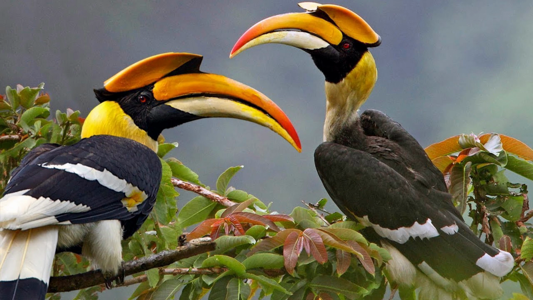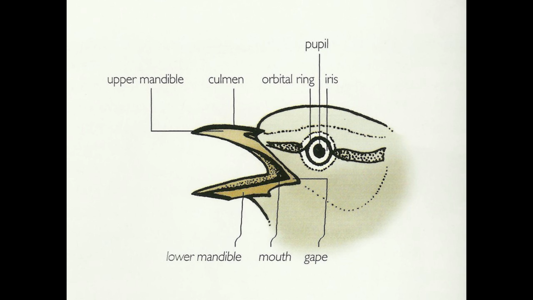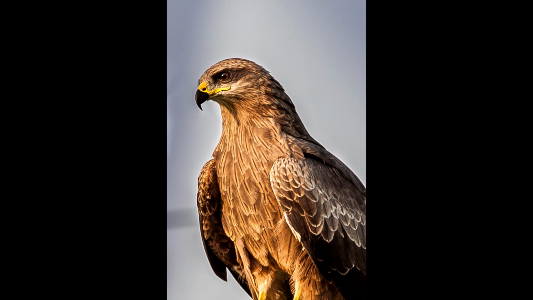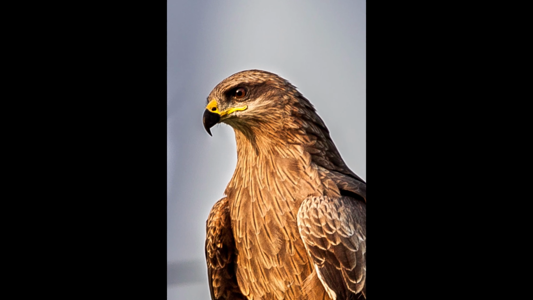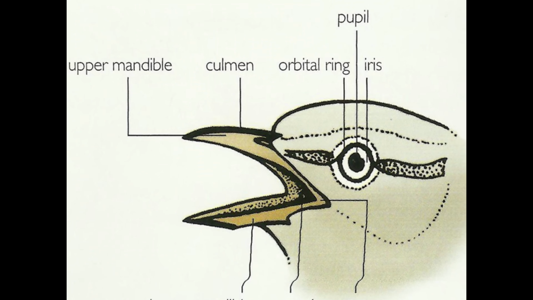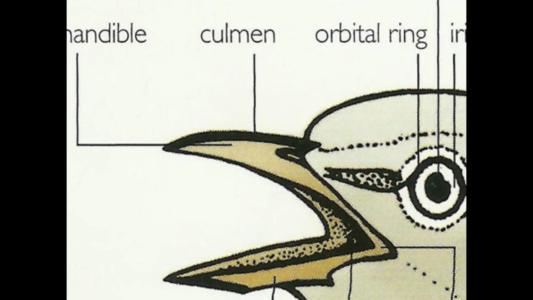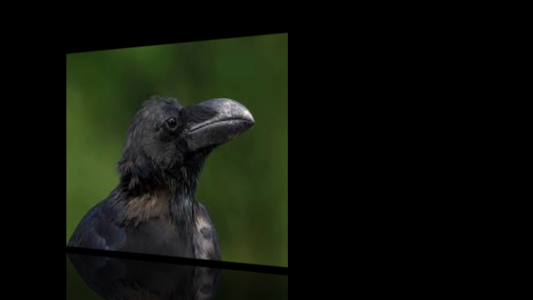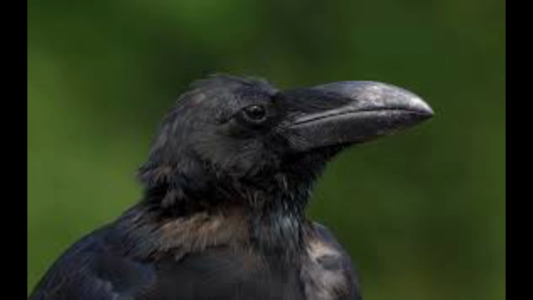There is a structure on the upper bill seen in some species such as hornbills, known as the casque. The dividing line between the upper and lower mandible is known as the commissure. The fleshy, naked covering at the base of the upper bill that covers the external nostrils, generally prominent in raptors, is the cere. For example, the yellow portion near the beak in the black kite. The dorsal ridge of the upper bill is known as the culmen. We can easily identify this on the jungle crow.